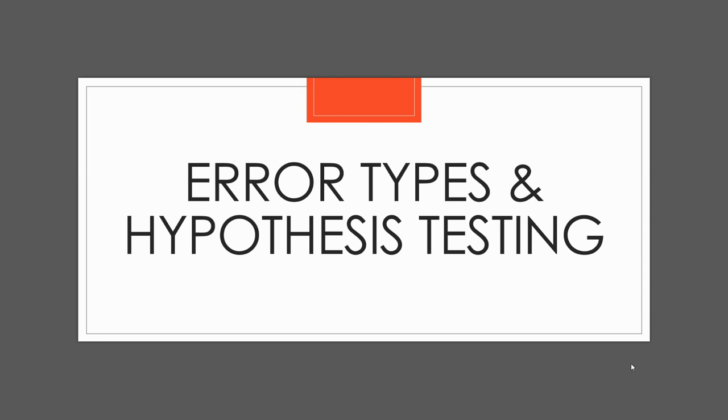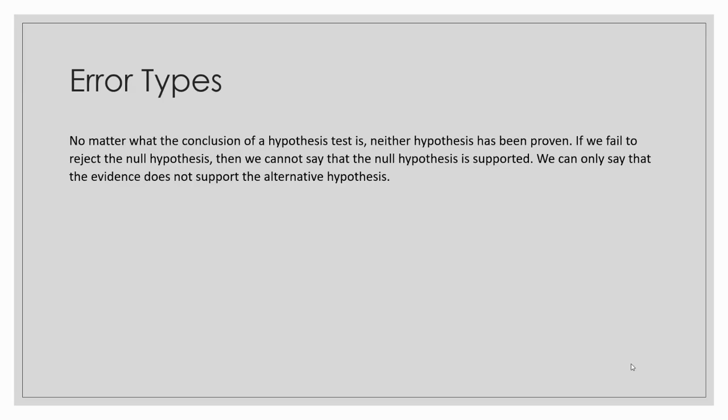Hello there. In this video, we're going to be looking at error types and hypothesis testing. So no matter what the conclusion of a hypothesis test is, neither of the hypotheses are actually proven. So if we fail to reject a null hypothesis, we cannot say that the null hypothesis is supported. We can only say that the evidence does not support the alternative hypothesis.